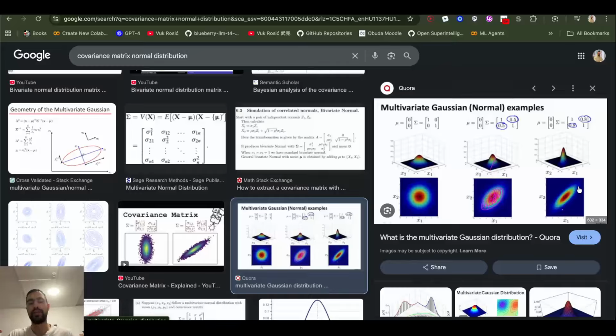In our case of height and weight, this should be correlated. So this should look like this one, where if the person is taller, it's also more likely that they will have more weight because they're taller, they're bigger. So this would represent our covariance and our 3D normal distribution.